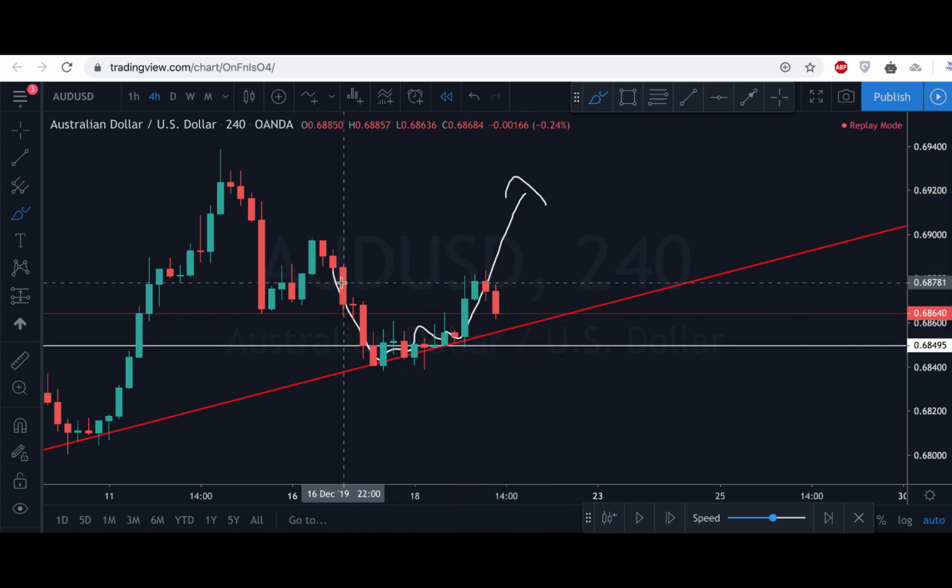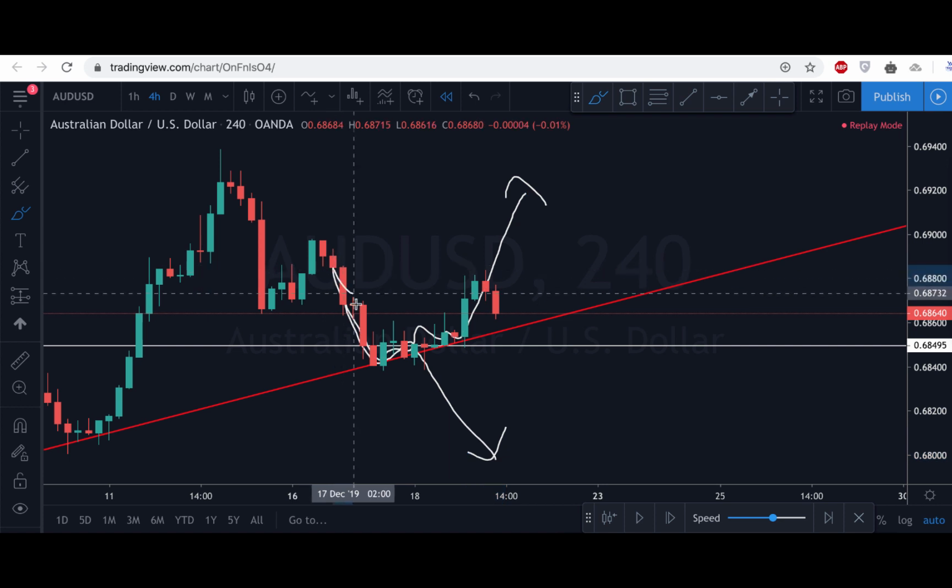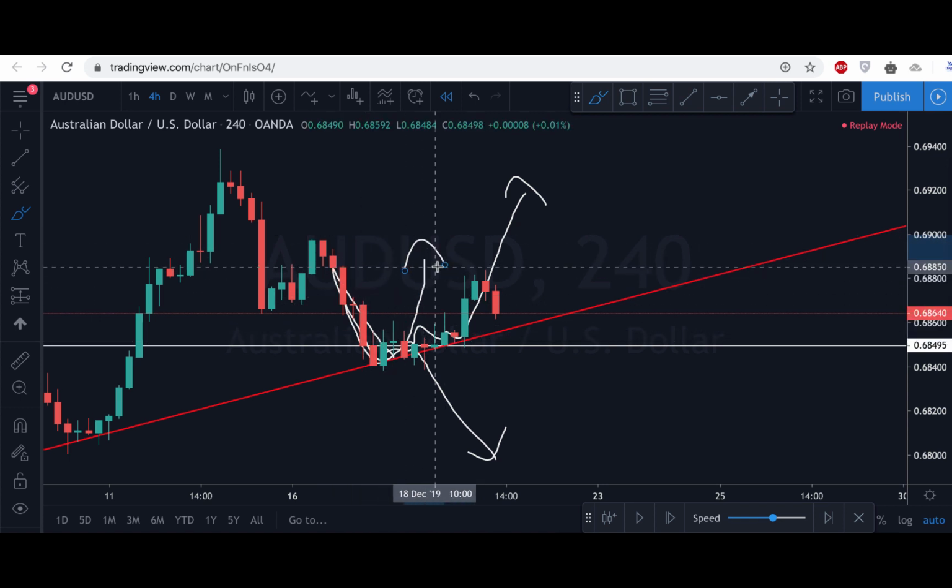It can also break this easily with a couple of big red candlesticks and start going down, or it can just clearly go up without ranging. The market can simply start shooting up with some big bullish candlesticks.